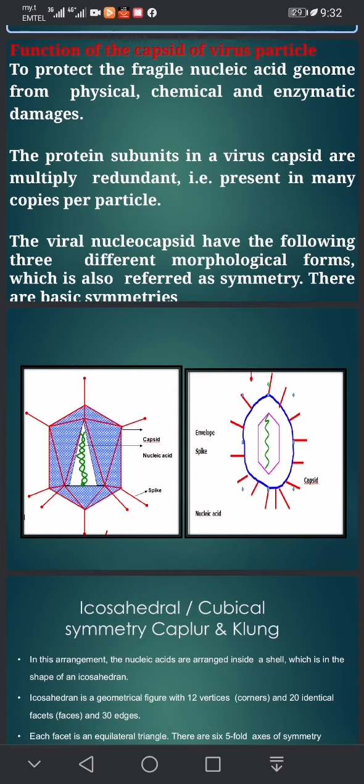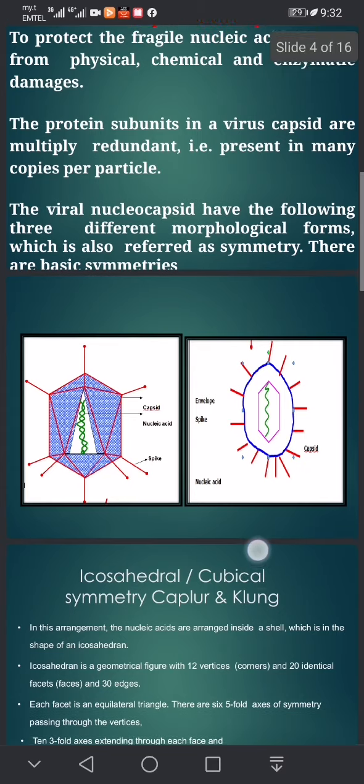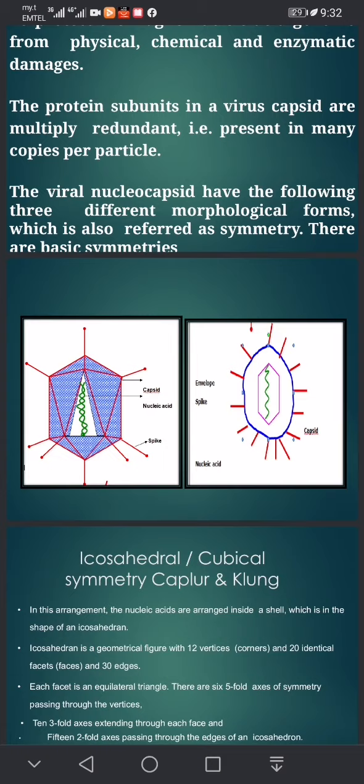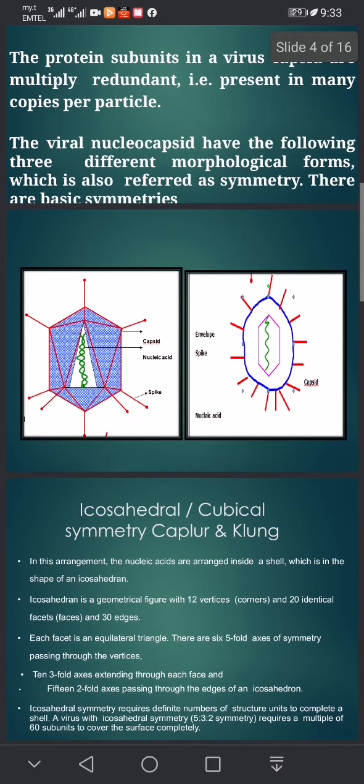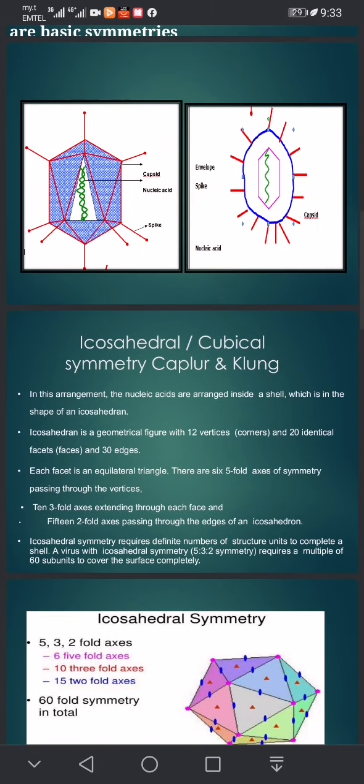The protein subunits in a virus capsid are multiply redundant, that is, they are present in many copies per particle. The viral nucleocapsid may be in three different shapes. Either the morphological form would be helical, or it would be cubical, or it might be both.